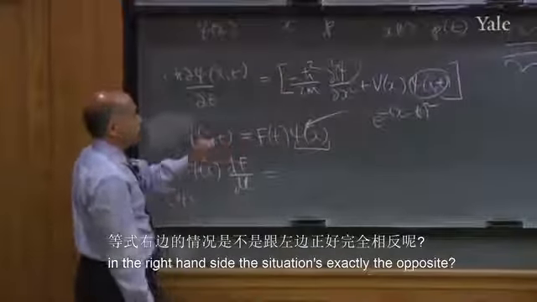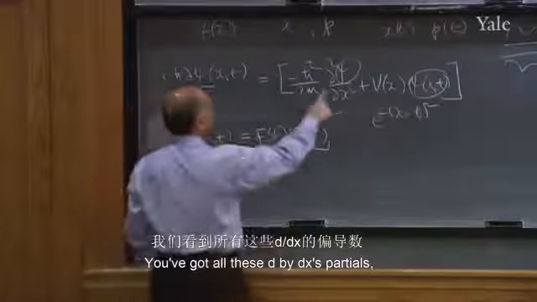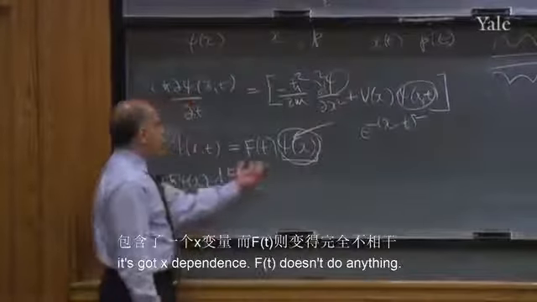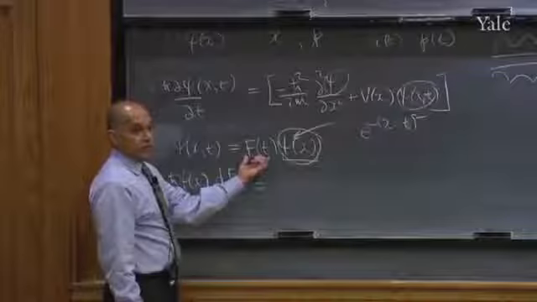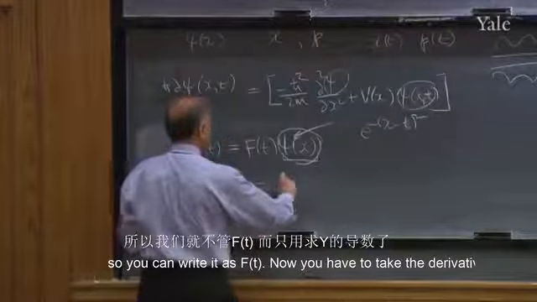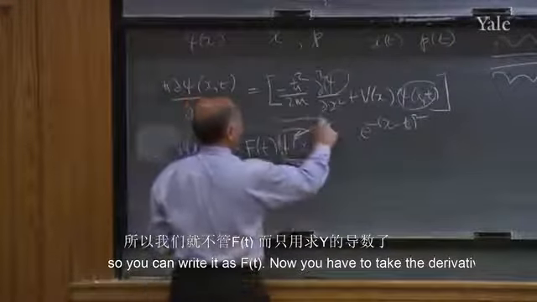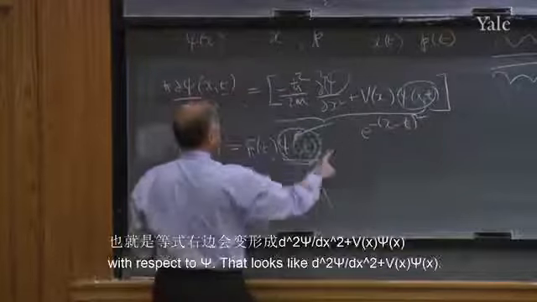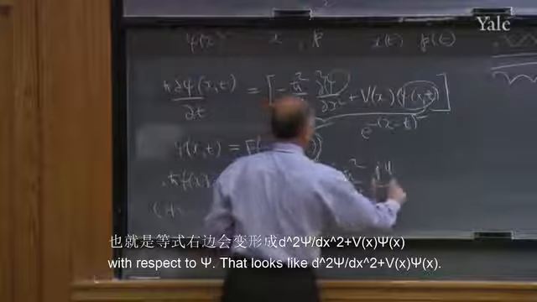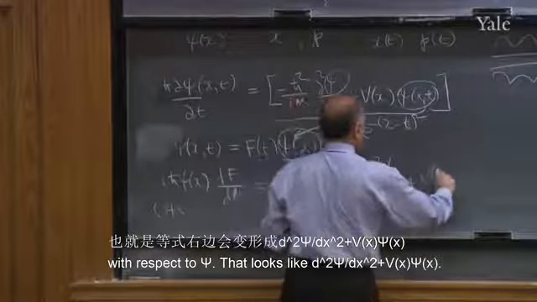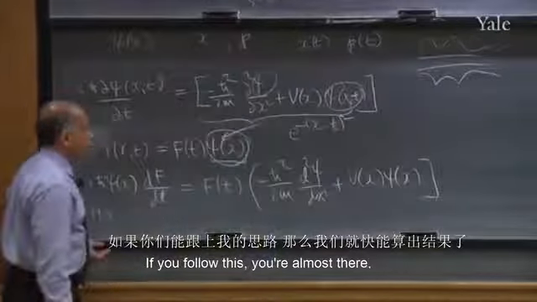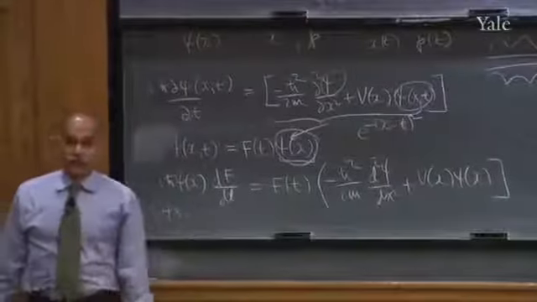In the right-hand side, the situation is exactly the opposite. You get all these d by dx's, partials. They are only interested in this function because it's got x dependence. f of t doesn't do anything. Okay, all the derivatives, they go right through f. So you can write it as f of t. Now you have to take the derivative with respect to psi. That looks like d squared over d psi plus v of x psi of x. If you follow this, you're almost there, but take your time to understand this.